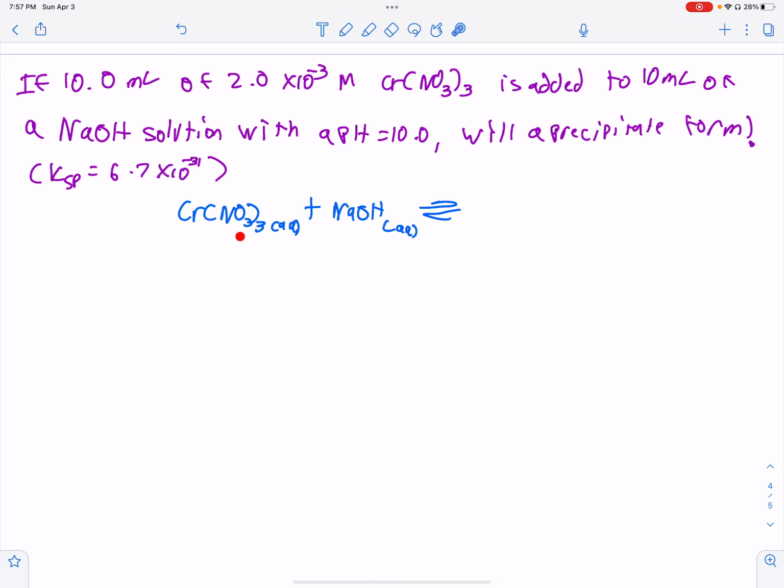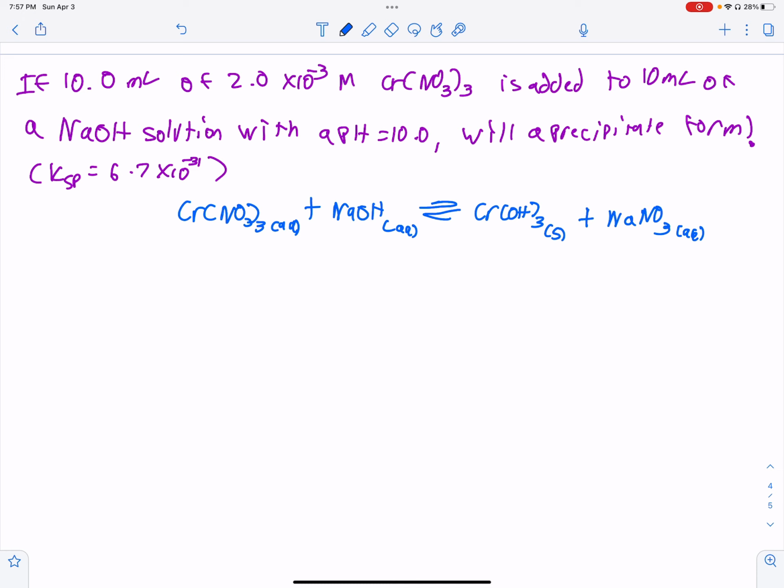So the sodium will go with the nitrate. The chromium will go with the hydroxide. So you end up getting chromium 3 hydroxide. Now this is insoluble. This is a solid. And you get sodium nitrate, which is aqueous. So remember, solubility rules come into play here because you got to know that's insoluble.